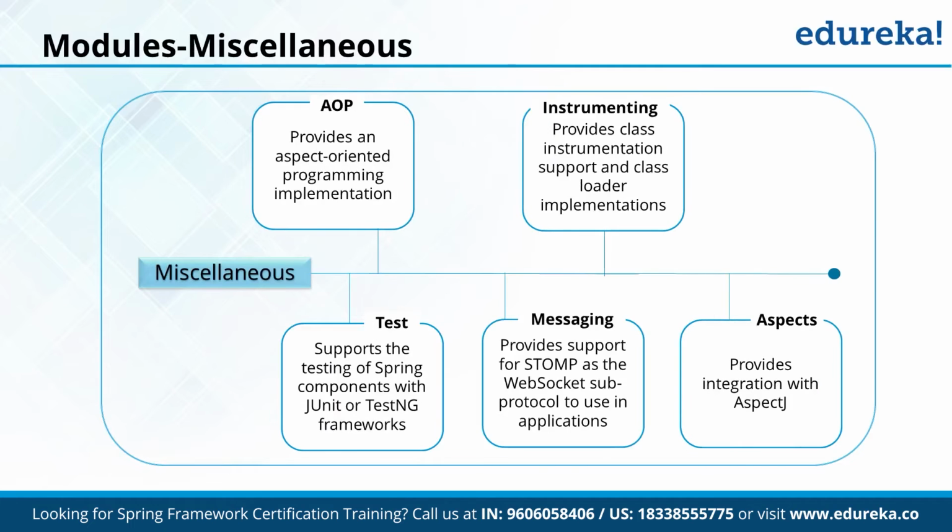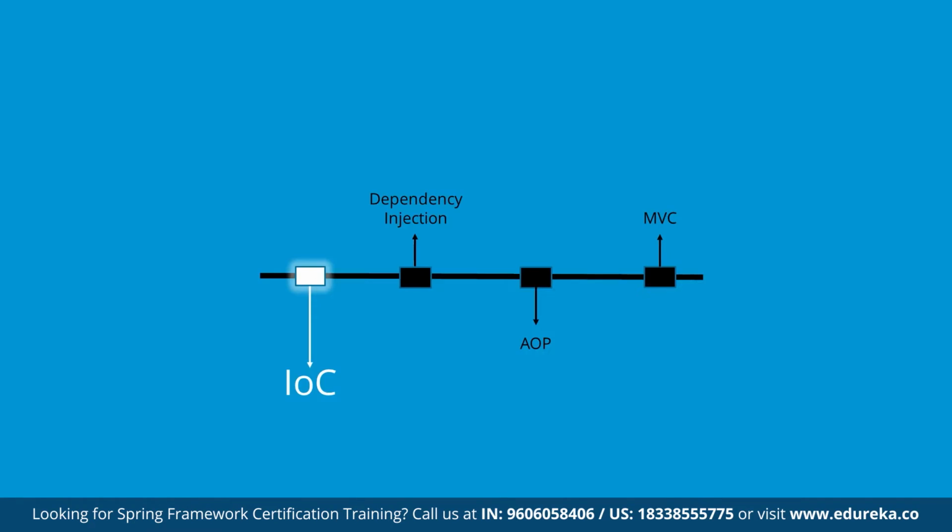So the few miscellaneous modules which are available in the Spring framework include AOP, right? AOP is where you are going to fulfill the cross-cutting concerns. Then we got instrumentation, where we provide the class instrumentation support and class loader implementation. We got aspects, right? Aspects provide the integration with AspectJ, and AspectJ is something where we're going to fulfill the cross-cutting concerns. Then we got messages, right, and the testing layer.